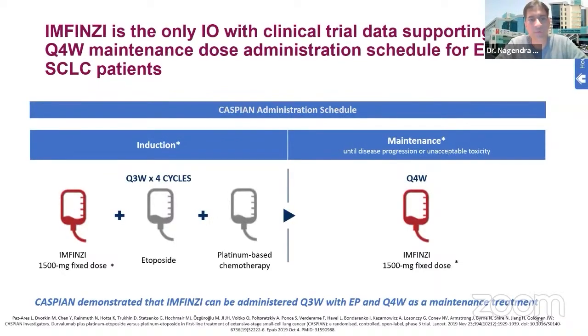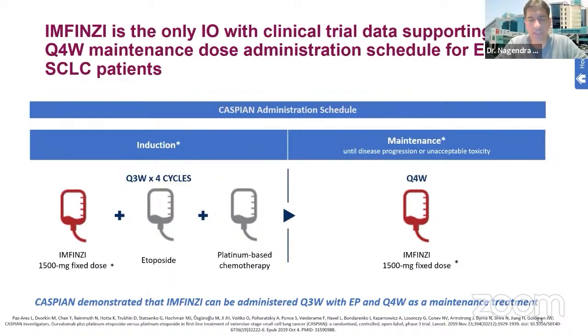So by and large, this is what we have to remember: Imfinzi, which is durvalumab, is the only IO with clinical trial data supporting a 2-4 weekly maintenance dose administration schedule for extensive stage small cell carcinoma lung. There are 4 induction cycles in which 3 weekly durvalumab is used at a fixed dose of 1,500 milligram, along with etoposide and platinum; either cisplatin or carboplatin can be used.